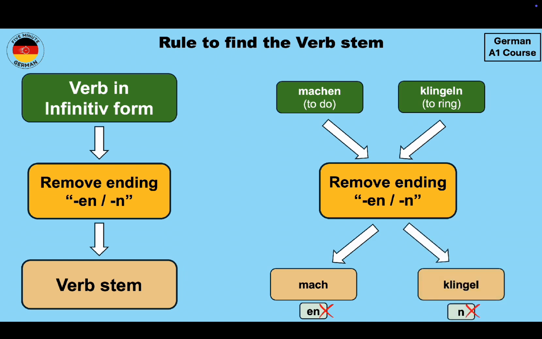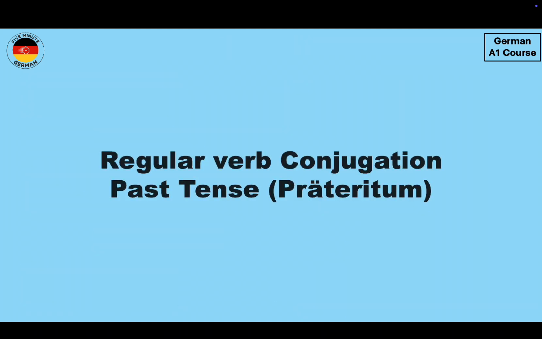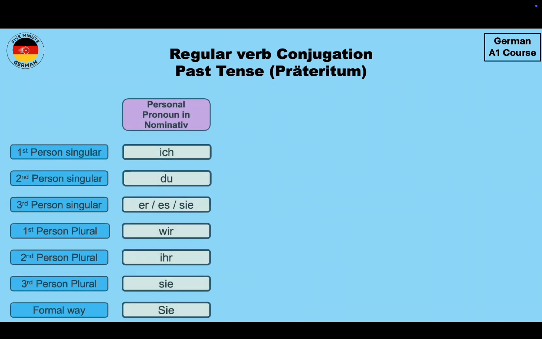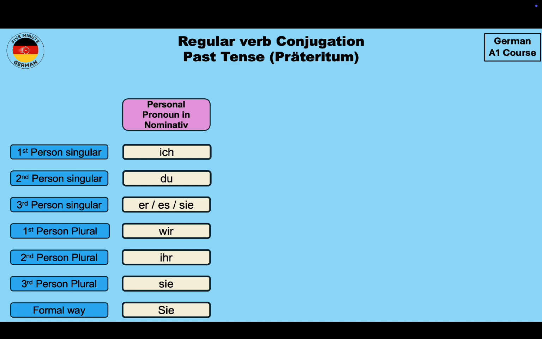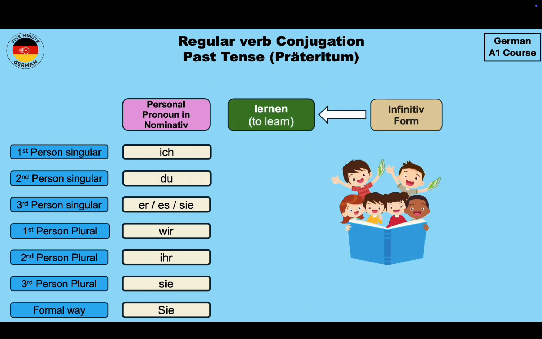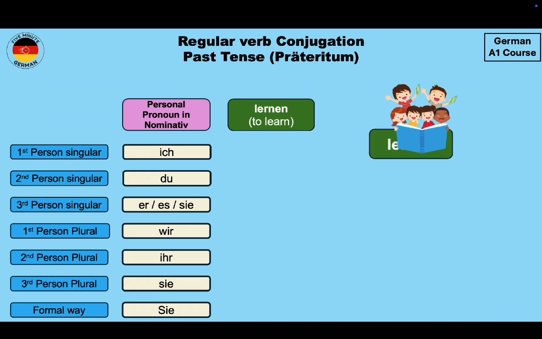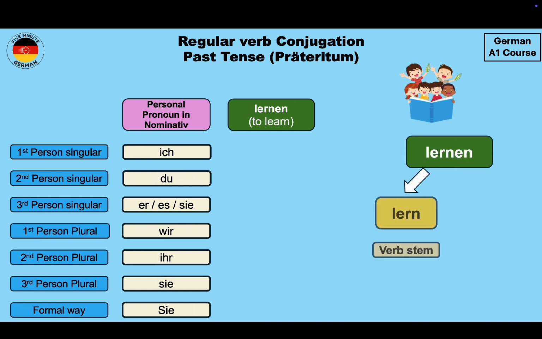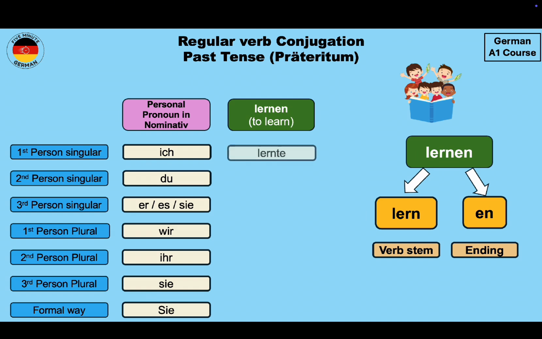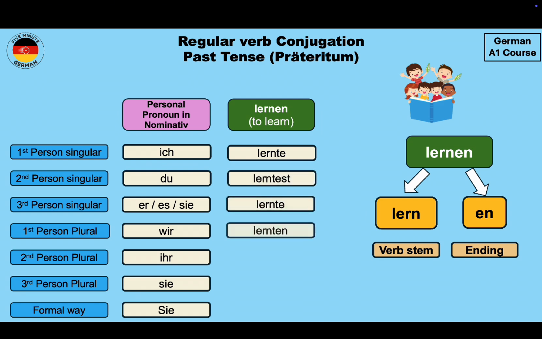Now let's take a look at the regular verb conjugations for past tense. So I have listed all the personal pronouns over here and we will take the regular verb lernen. This is in the infinitive form. Now this verb lernen, it can be separated into the verb stem which is lern and the ending which is en. Now the conjugation for lernen in the past tense will be ich lernte, du lerntest, sie lernte, wir lernten, ihr lerntet, sie lernten and sie lernten.